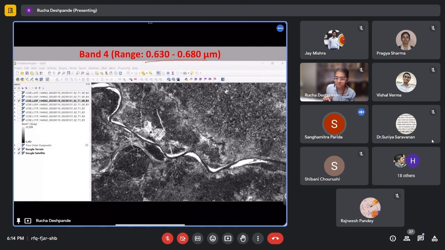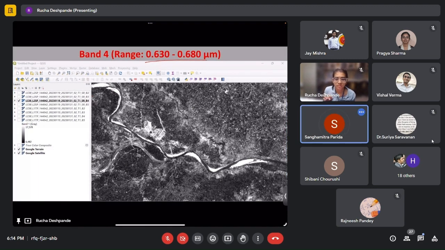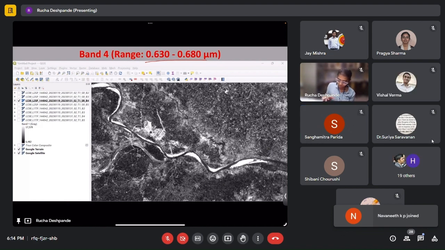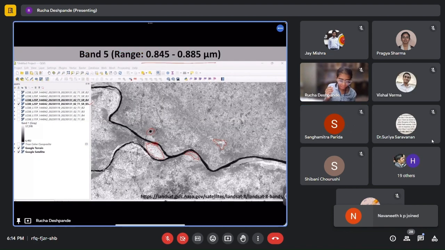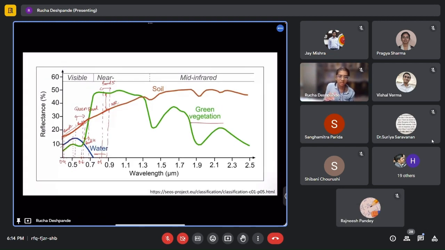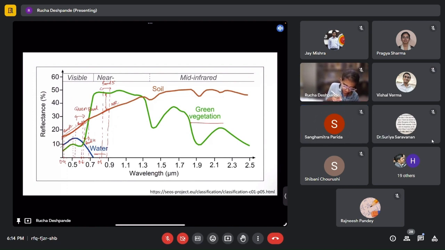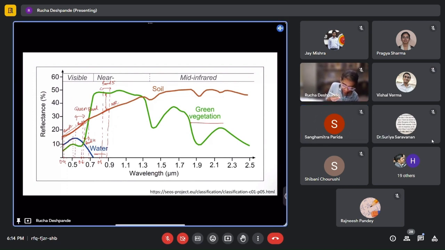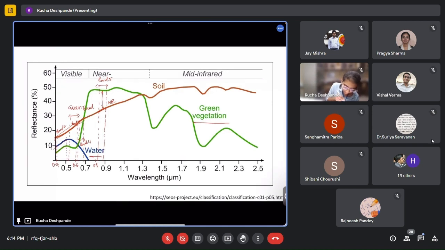So soil part and vegetation part again, please. Okay. So did you understand this part? Did you understand that between the water and vegetation, these bands are not good for studying water and vegetation together?